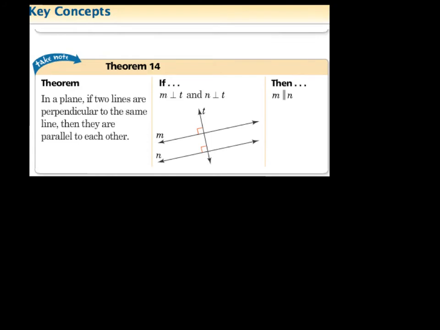And this next theorem talks about that if we are in a plane and two lines are perpendicular to the same line, then they are parallel to each other. So I have line T here, which is perpendicular to M, and it's perpendicular to N. So since both lines are perpendicular to T, they're both perpendicular to the same line, we know that those two lines have to be parallel to each other, just like we saw in the example with the doorway.